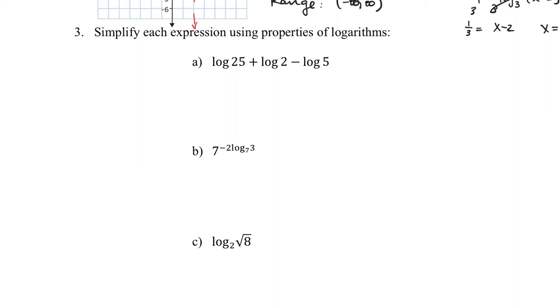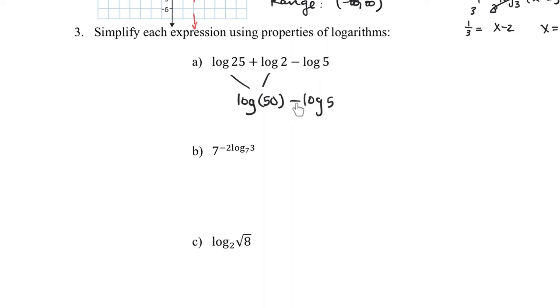So the key here is that we combine using the properties of logarithms we learned about in section 4.4. This one would be the product property. So log of 25 times 2 is log 50. Remember the product property, it says if you have two logarithms separated by a plus sign, you can condense them into one logarithm by multiplying the terms inside of those logarithms. 25 times 2 is 50.